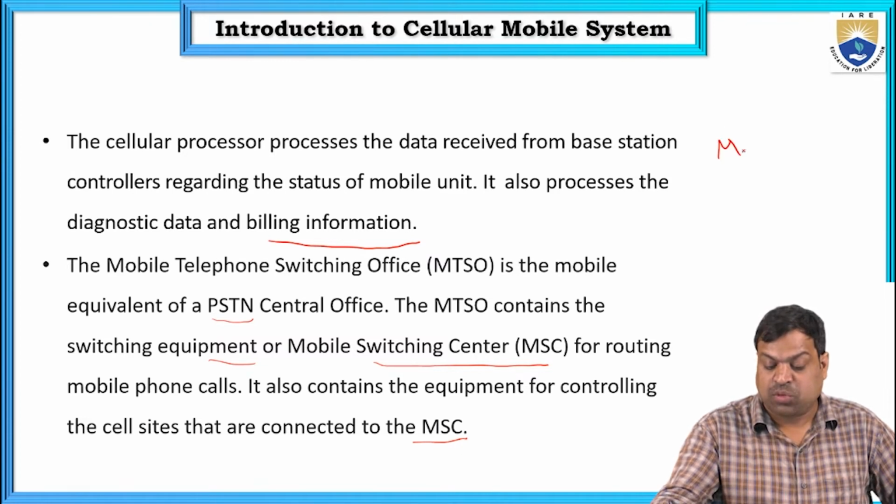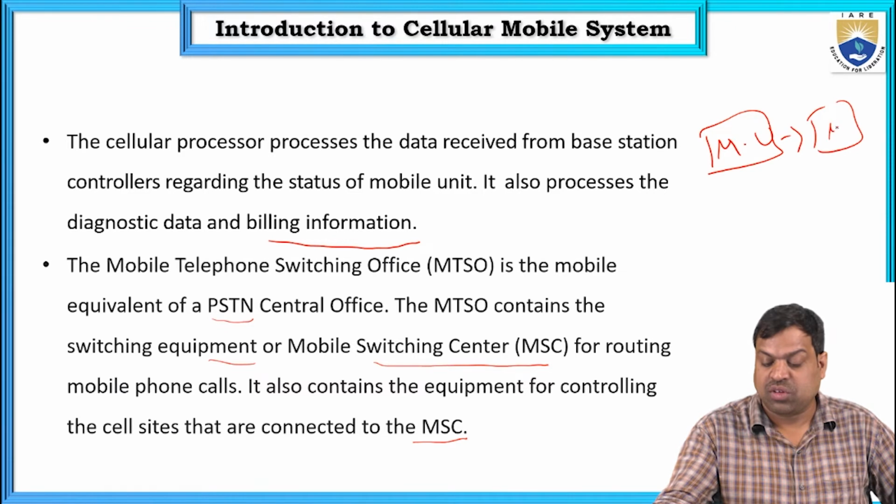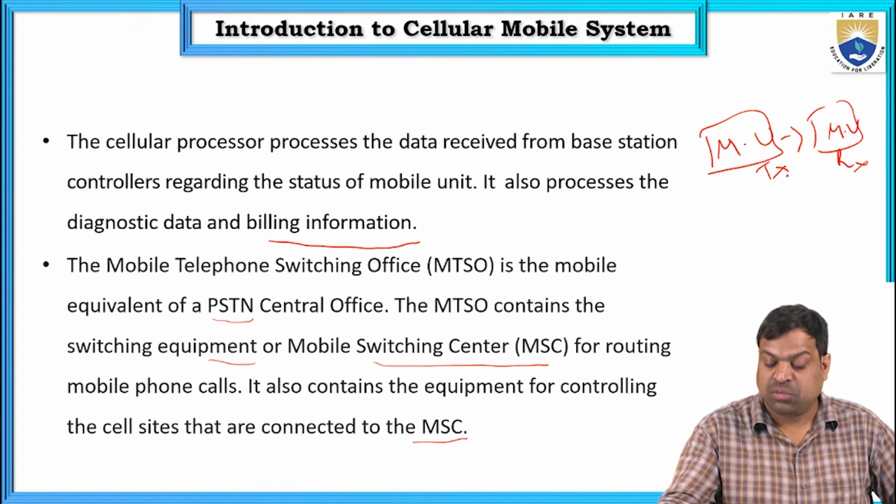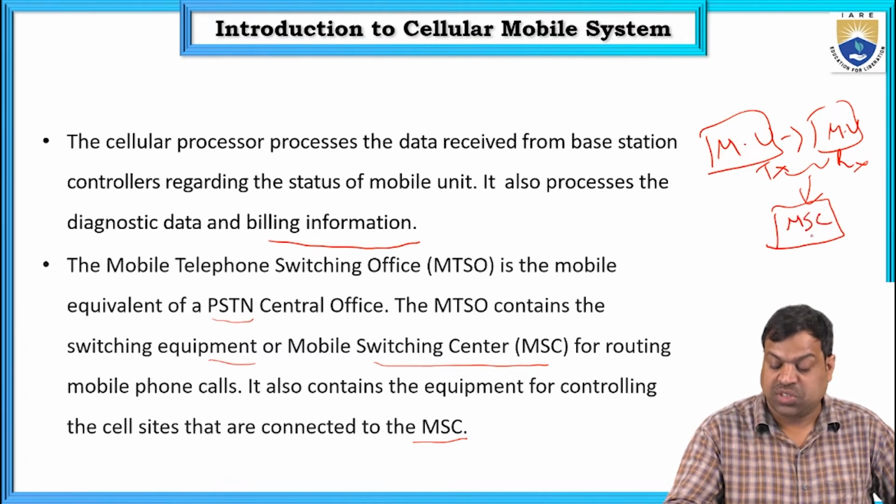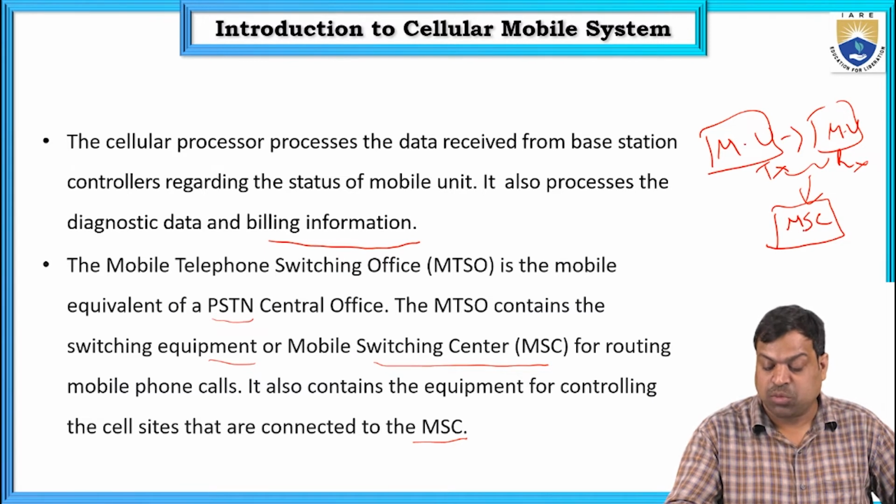Suppose I am talking from mobile unit to mobile unit. One is the transmitter and the other is the receiver, and this mobile-to-mobile communication is going on. Here I call it the MTSO or MSC. MSC means mobile switching center. Why? Because the communication is between mobile units only, not to a landline. There is no landline.